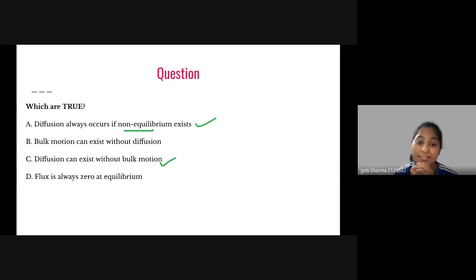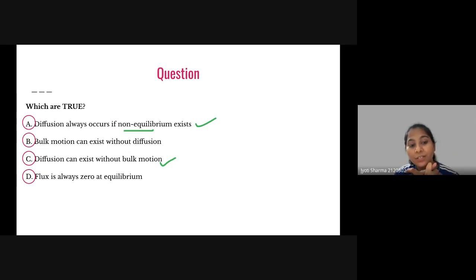Bulk motion can exist without diffusion. But we already talked that in any condition there will be diffusion, either there is a bulk motion or not. So four of these options are the right one. There will be diffusion when we do not have an equilibrium condition.